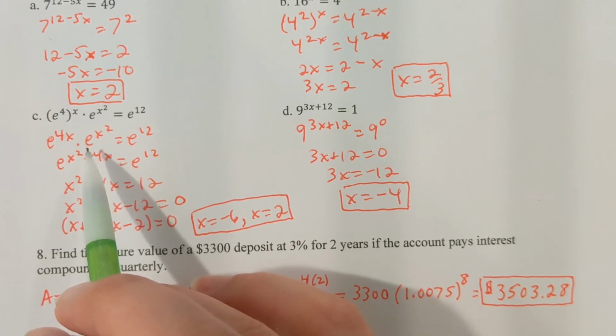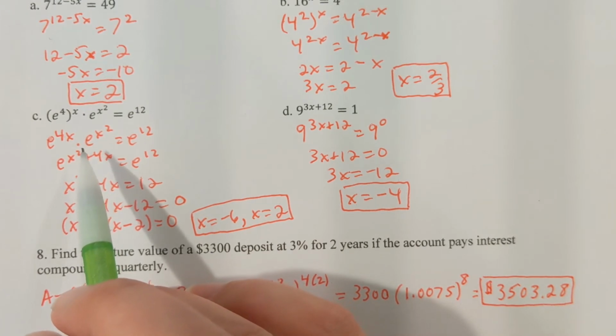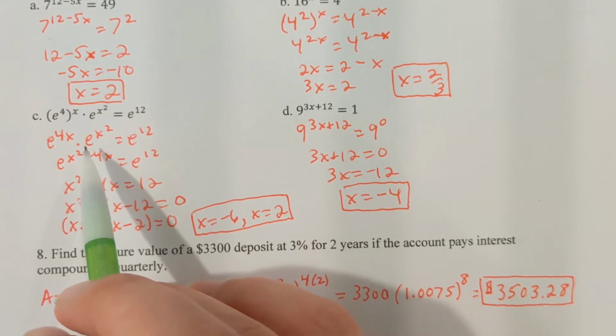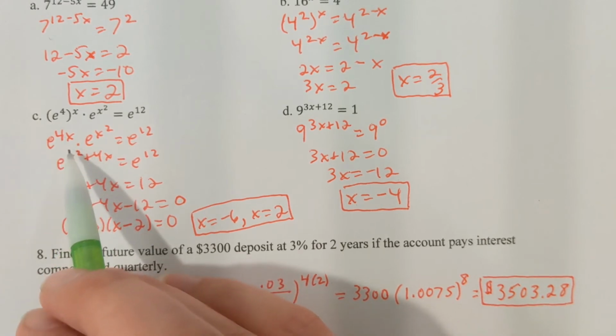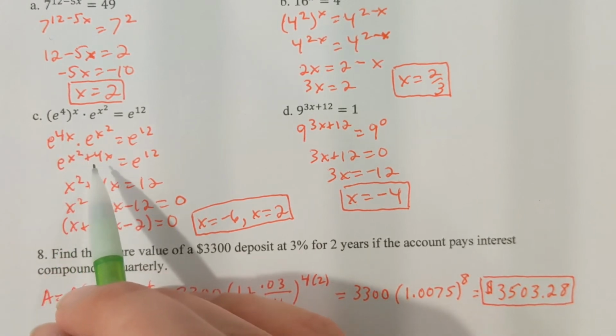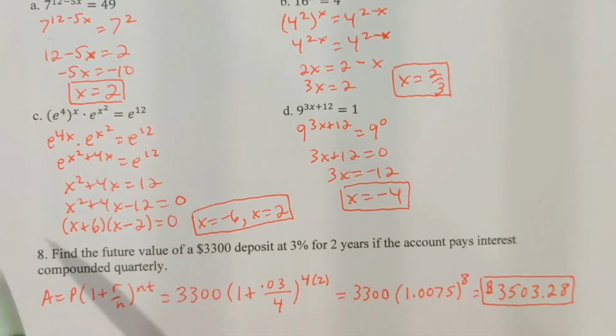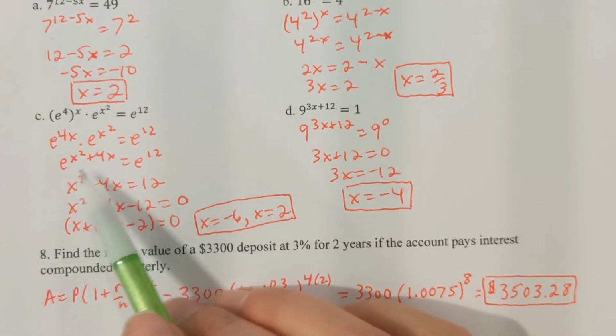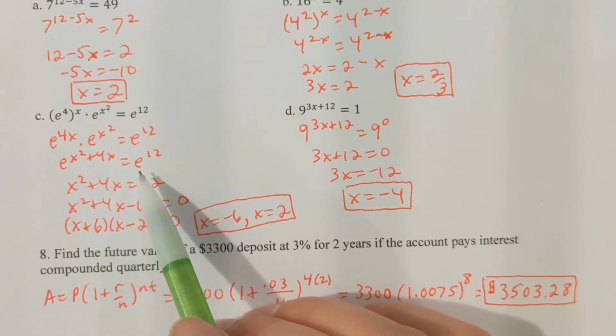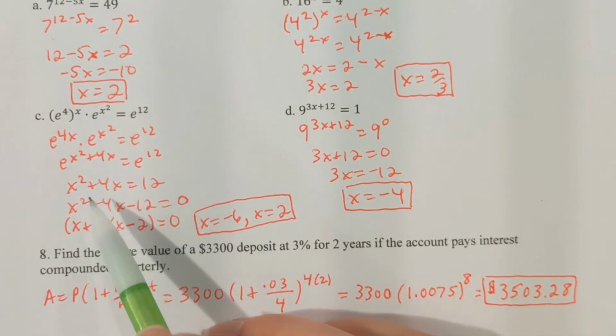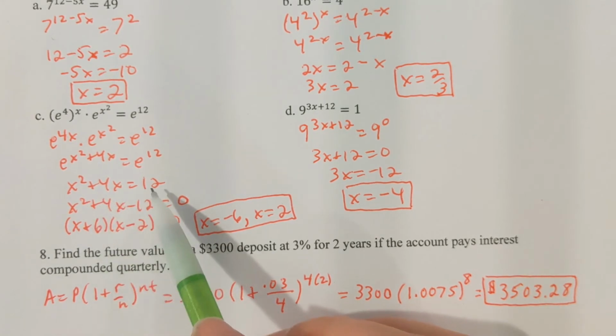Law 1 on that list of laws of exponents that I gave you in the 115 class said that whenever you have the same base and you're multiplying, you're going to keep the base and add the powers. Okay, so I'm looking at e to the x squared plus 4x then on the left. And knowing that I've got base e here on both sides, I can remove the e's and set the powers equal. X squared plus 4x equal 12.